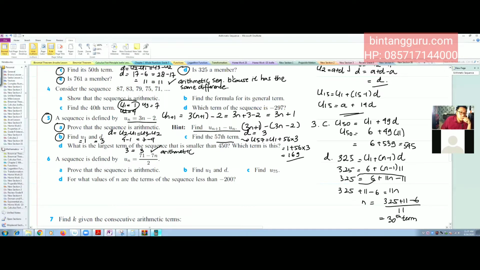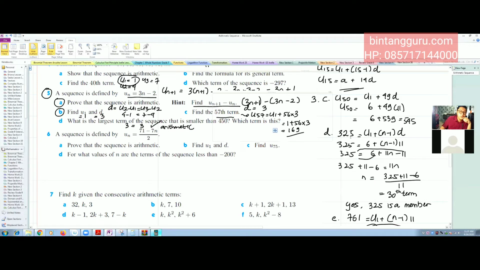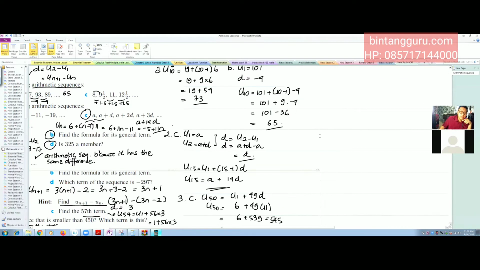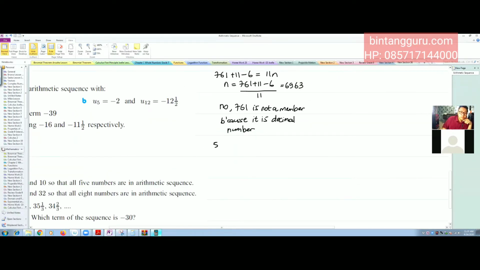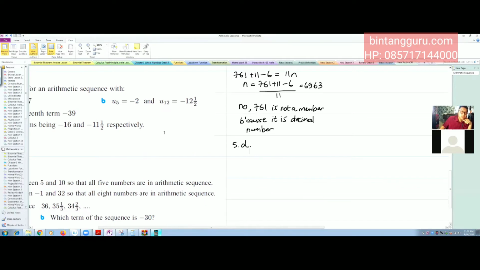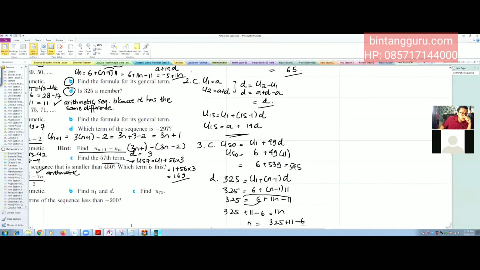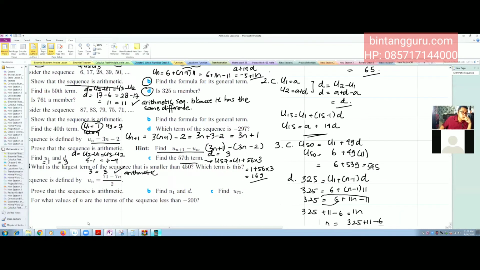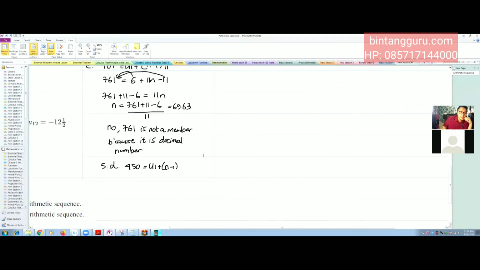And D. What is the largest term of the sequence which is smaller than 550? So we have to find the number smaller than 550. 550 equals U1 plus n minus 1 times the difference. The difference is 3. So we have to find n.